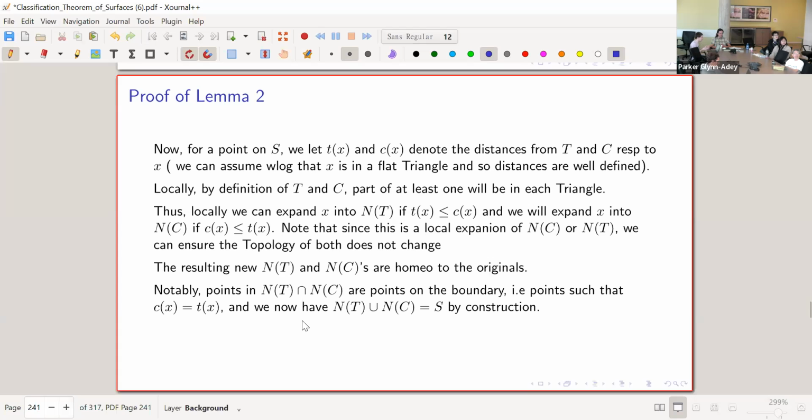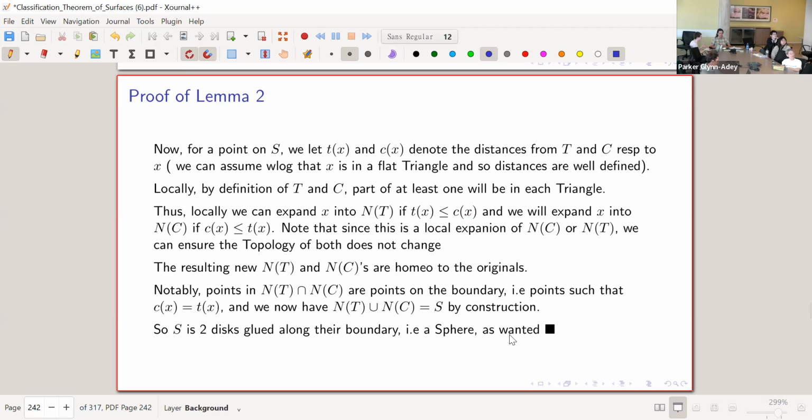And also the points on the boundary are precisely their intersection, right? So if a point satisfies both conditions, then both neighborhoods, we're going to grow into them. And the point where Cx is equal to Tx is basically the maximal point where you can actually be in this neighborhood. So it's the boundary. It's on the very outskirts of this neighborhood.